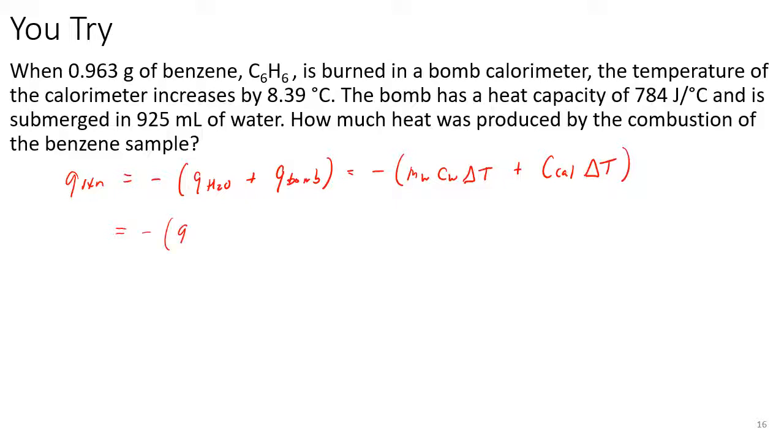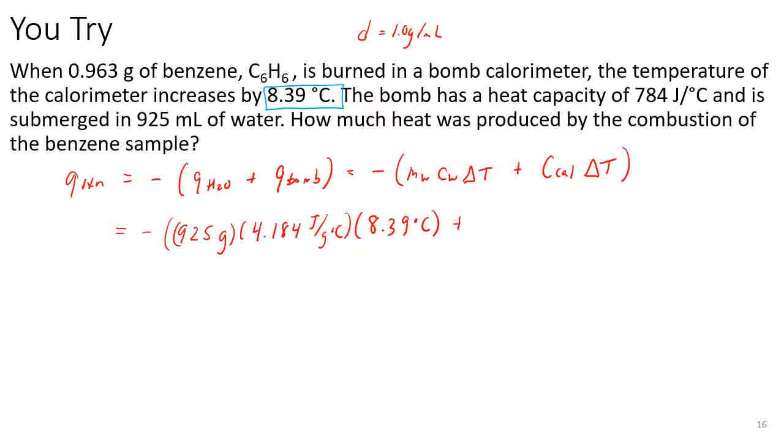We have 925 milliliters of water for our volume, which will be the same as our mass because water has a density of 1 gram per milliliter. Our specific heat is 4.184 joules per gram degrees Celsius, times our delta T. By them telling us that the temperature of the calorimeter increased by 8.39 degrees Celsius, that's them telling us our delta T. So we actually don't have anything to subtract in this example. We just get to plug in 8.39 degrees Celsius.